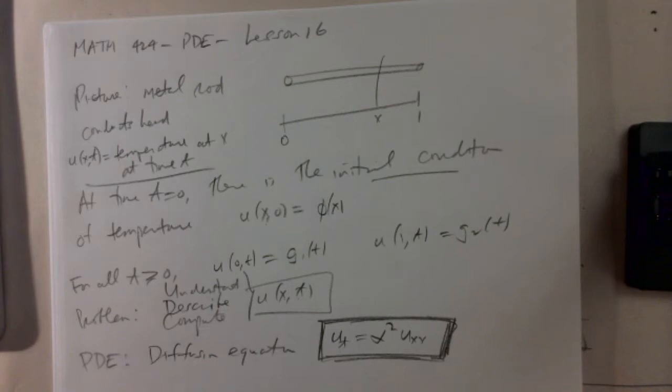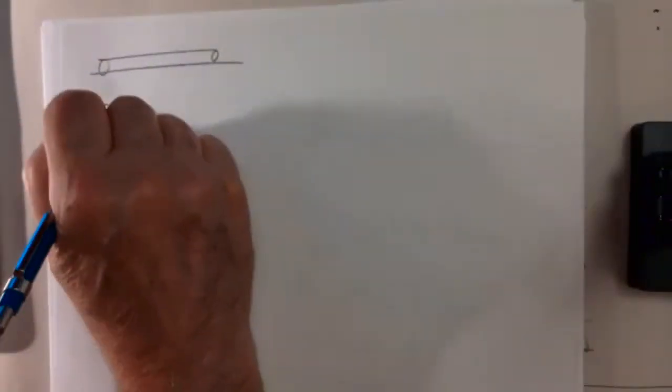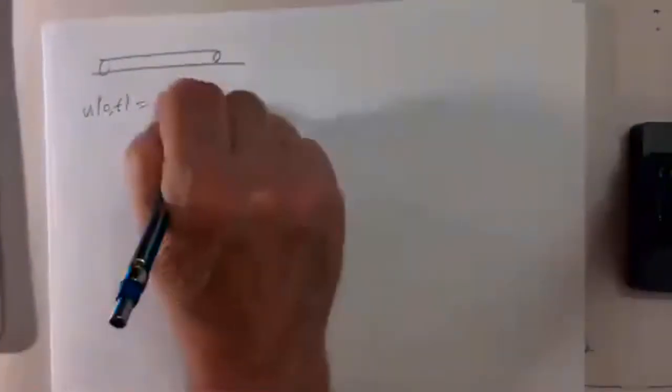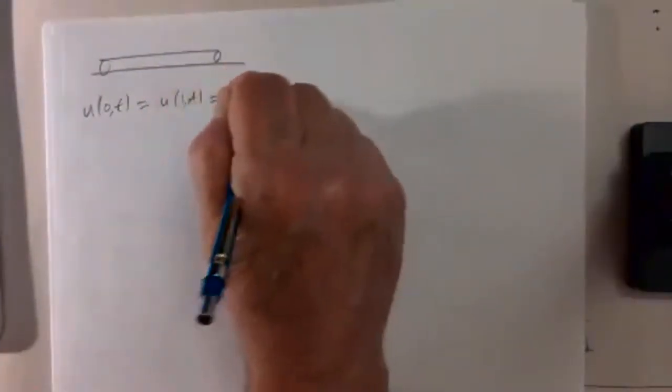The question is, how do we solve the equation? And in the particular case when the boundary conditions are 0, we have our rod, and suppose when x is equal to 0 and when x is equal to 1, the temperature is fixed at 0 for all t.